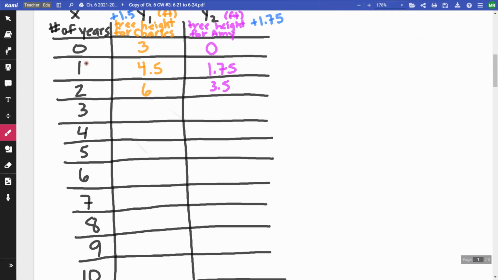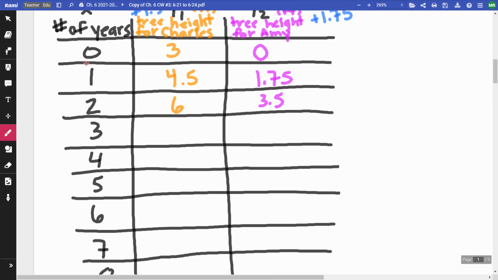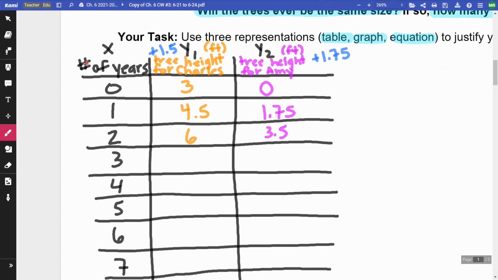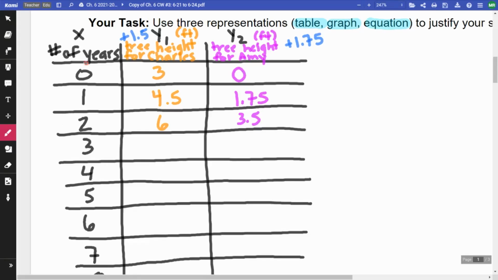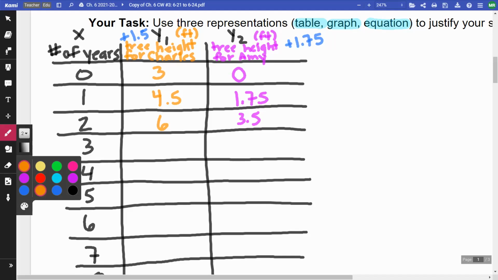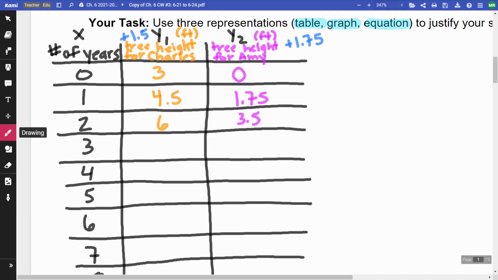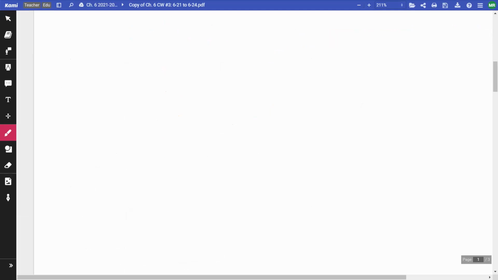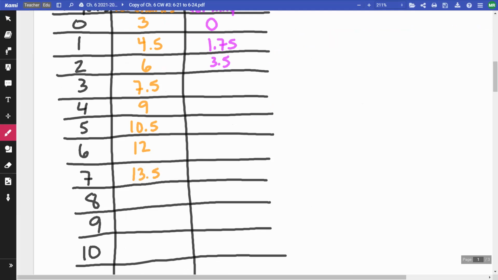Okay, so welcome back. So on this, I am filling this table out. So for Charles, for year 3, I have 7.5, then 9, then 10.5, then 12, then 13.5, 15, 16.5, and 18.